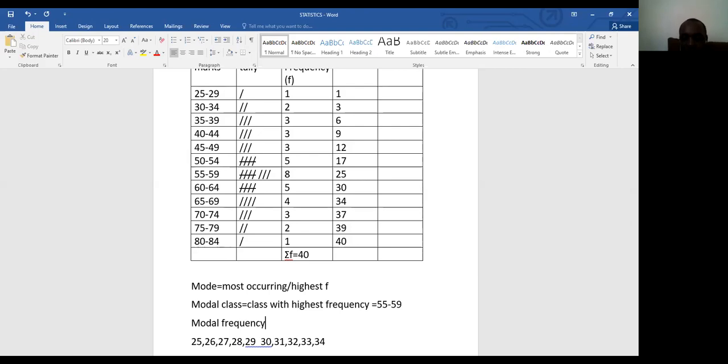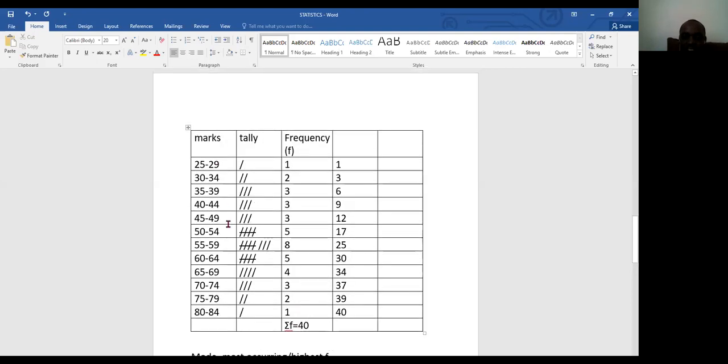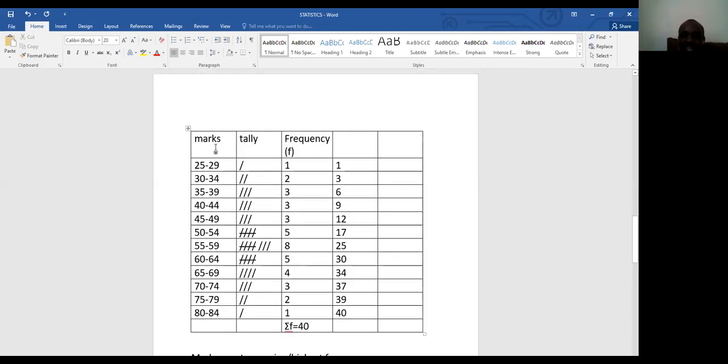Although not very common, what does mode of frequency mean? It means it's the highest frequency, F. The highest frequency here is 8. Don't confuse: mode of frequency is the highest frequency, which is 8. The modal class is the class with the highest frequency, which is 55 to 59. So this is a class. The marks represent the class.